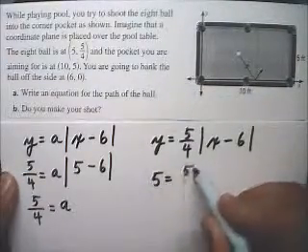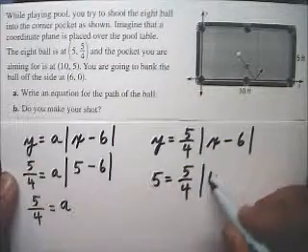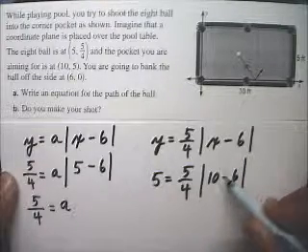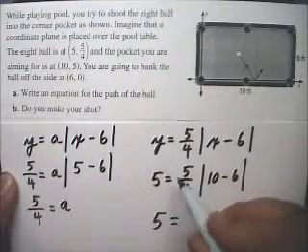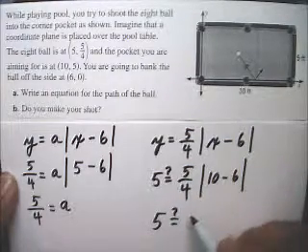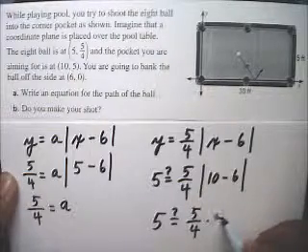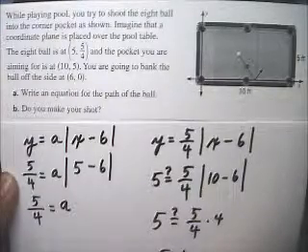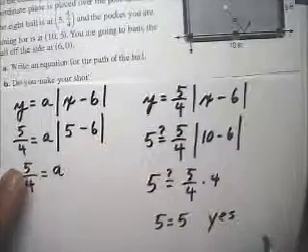5 is equal to 5/4, and I'm putting in a 10 for the x. And this is 4, so I'll have 5, and we're actually wondering if this equals 5/4 times 4, and 5/4 times 4 is 5. We get 5 equals 5. So the answer is yes, we do make the shot.